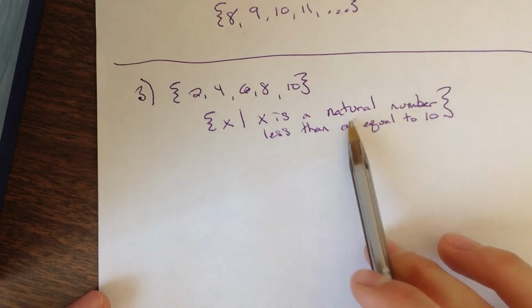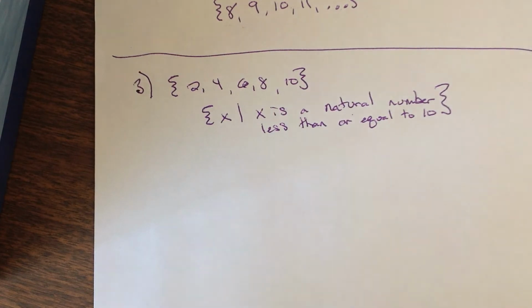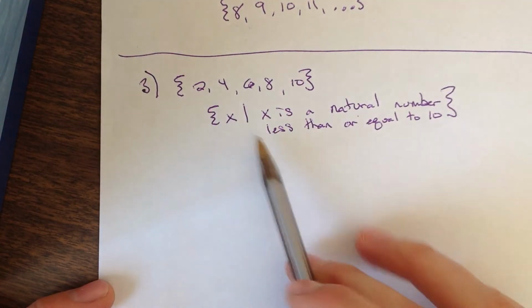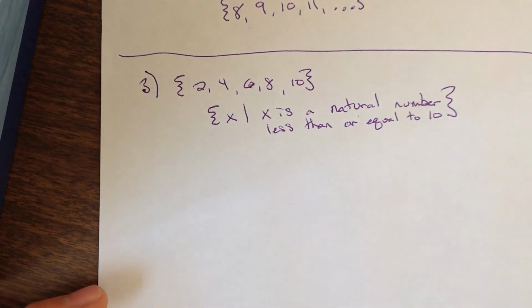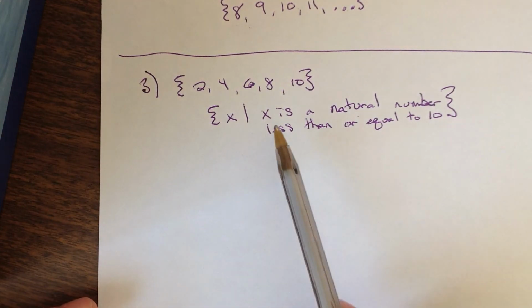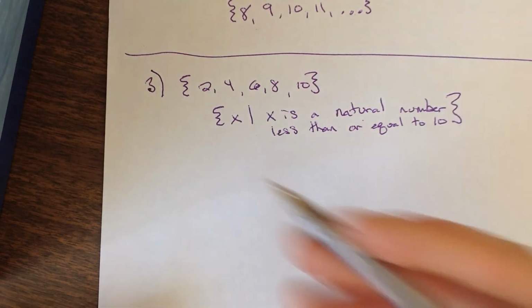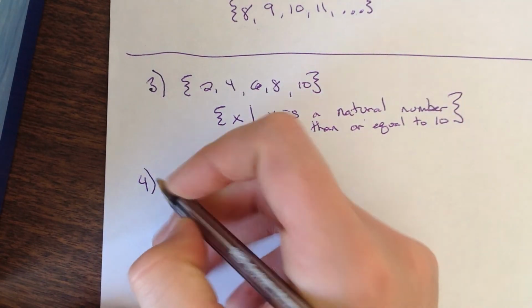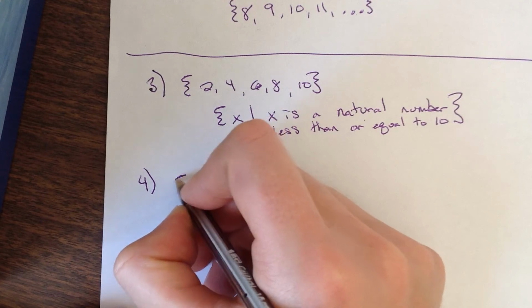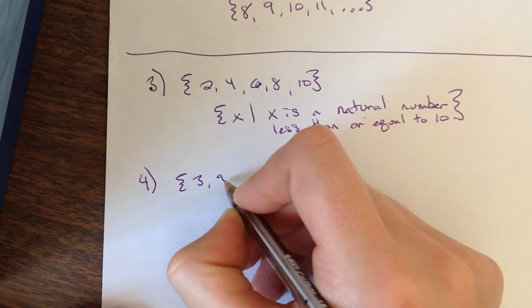And then there's other ways to write this. You could have written something about the even integers in between 2 and 10, or there's other possibilities. So the nice thing about set builder notation is sometimes two different sets will produce the same list.